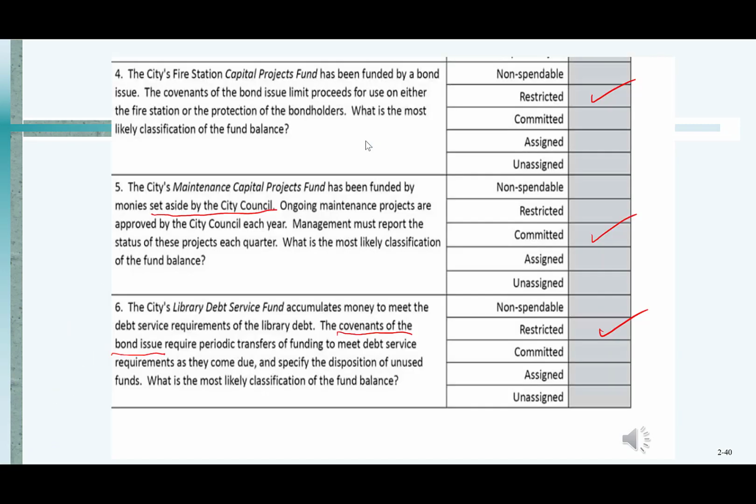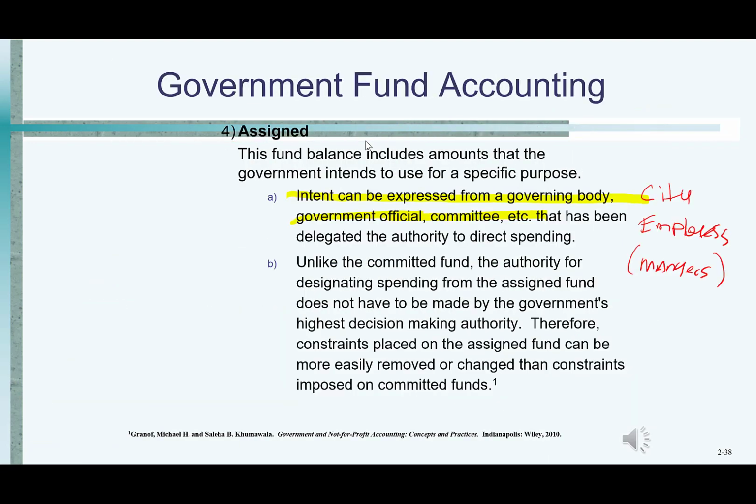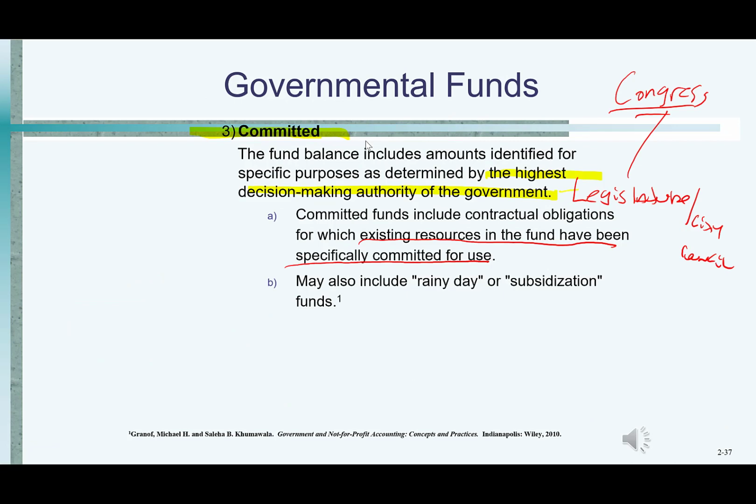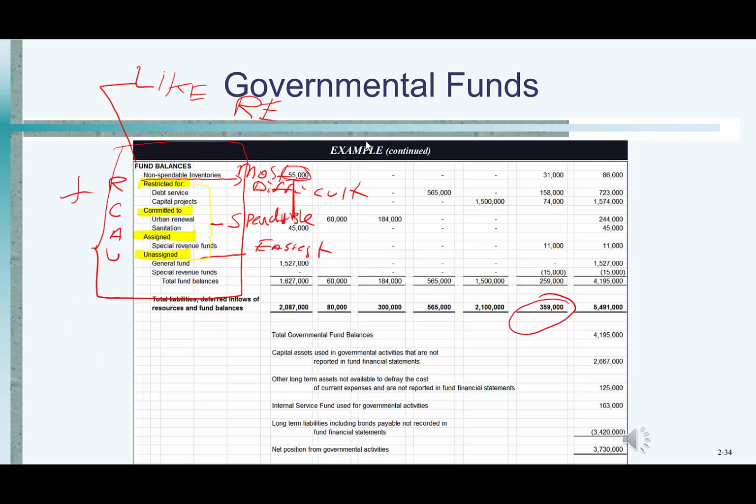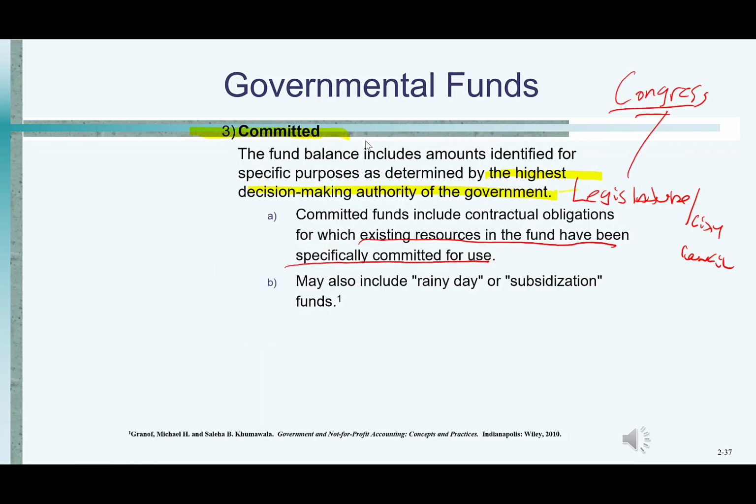Okay. So once again, we have what? We have our categories, which are remembered by what? They're non-spendable or spendable. Non-spendable is the most difficult to spend. It's things like what? Not cash, like inventories and stuff. Then we have what? Racal is spendable. Racal spends all his money, right? Buying drinks and all that kind of stuff, right? And so we go from hardest to spend to easiest to spend. So restricted, committed, assigned, unassigned, right? And I've given you some examples of the things that constitute these different categories.